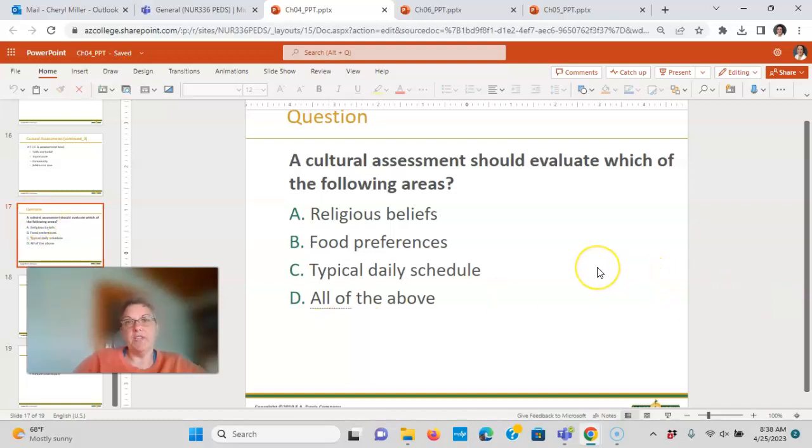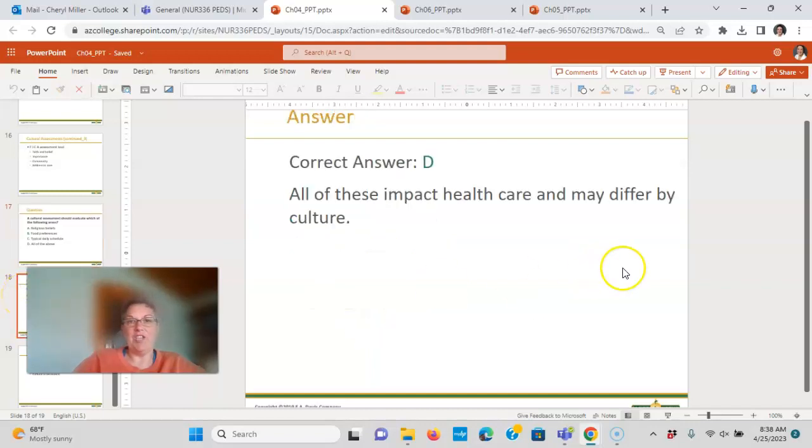A cultural assessment should evaluate which of the following areas: religious, food preferences, typical daily schedule. We just talked about this. So it should affect all. You should ask about all of those.